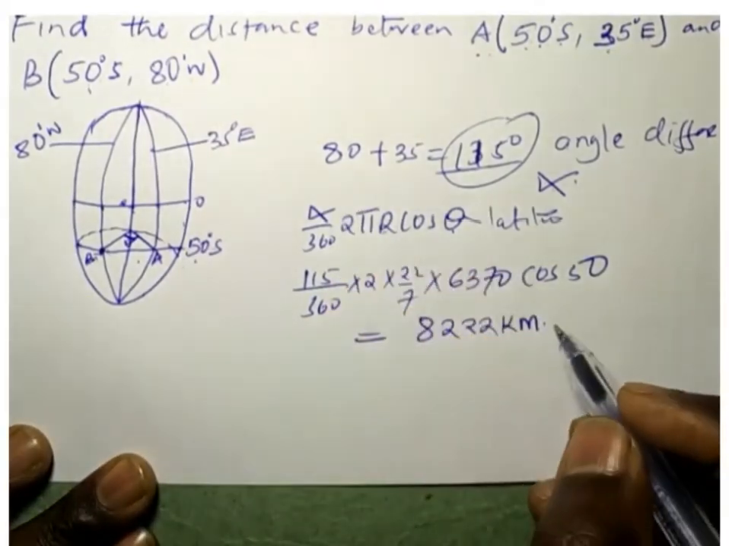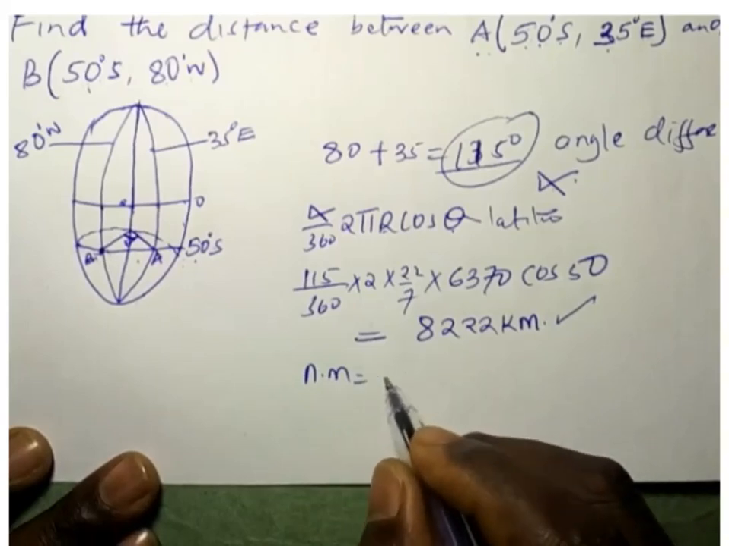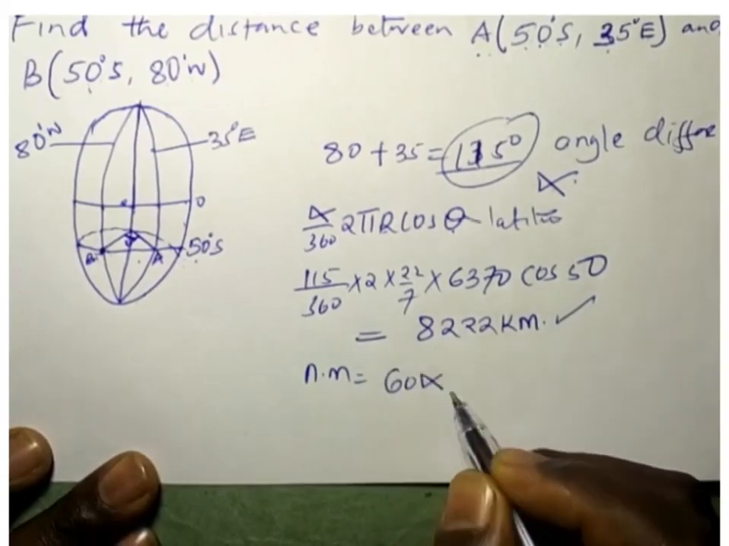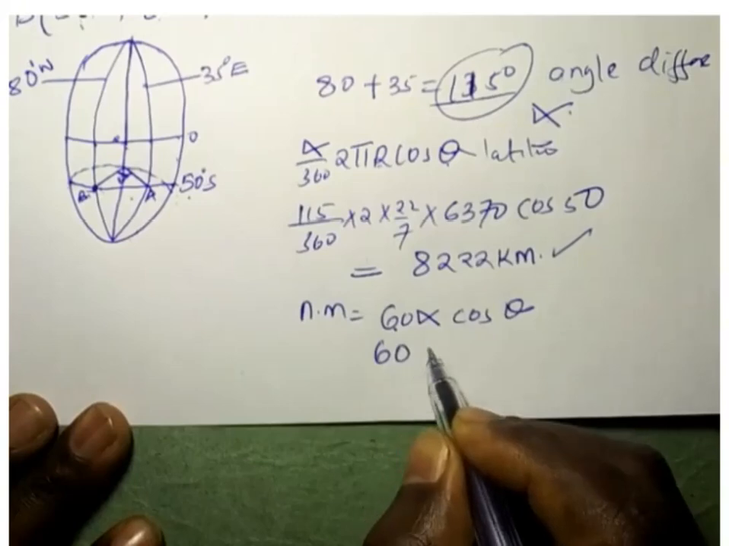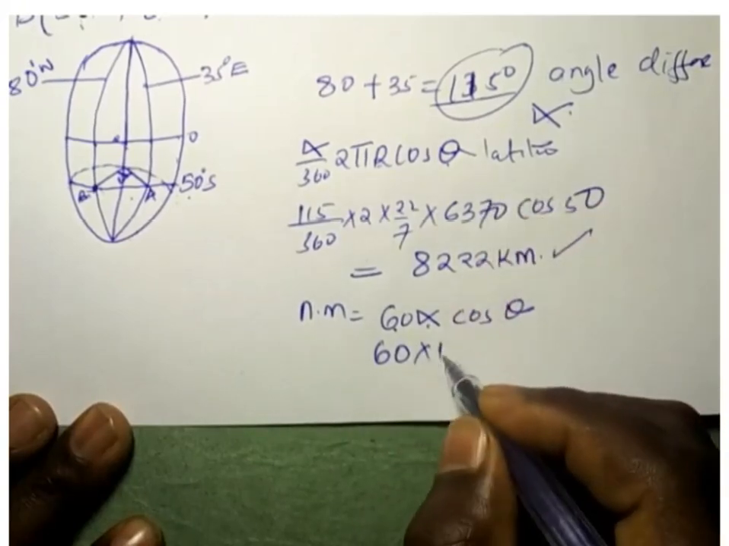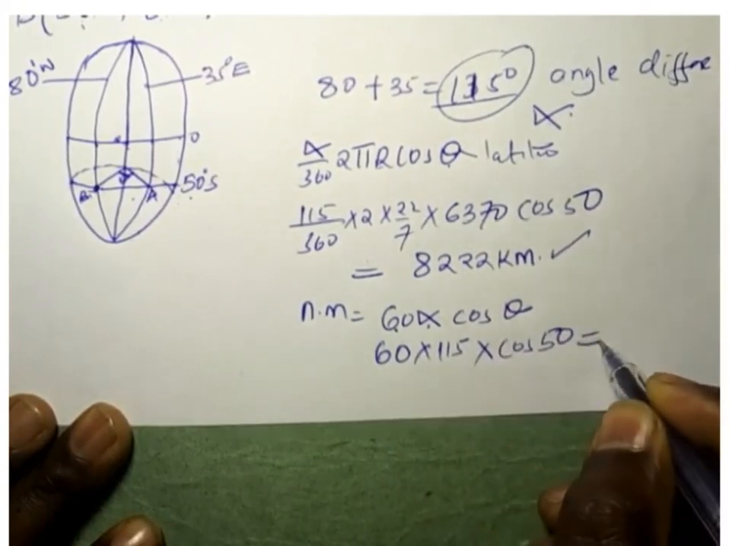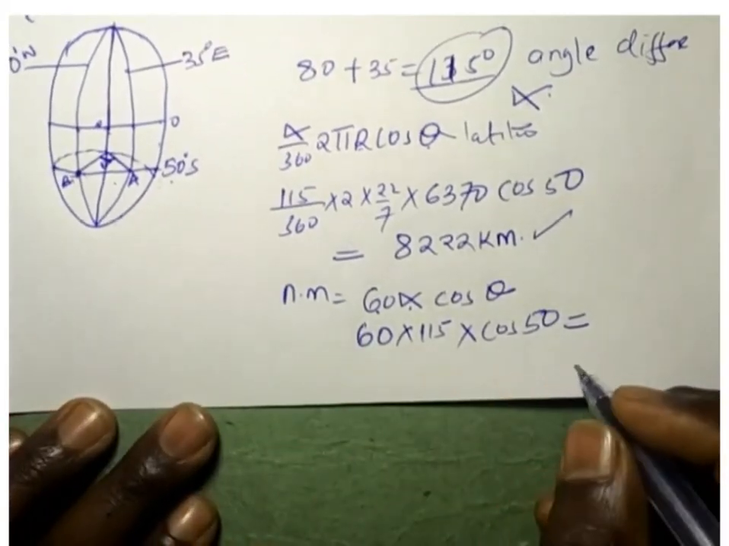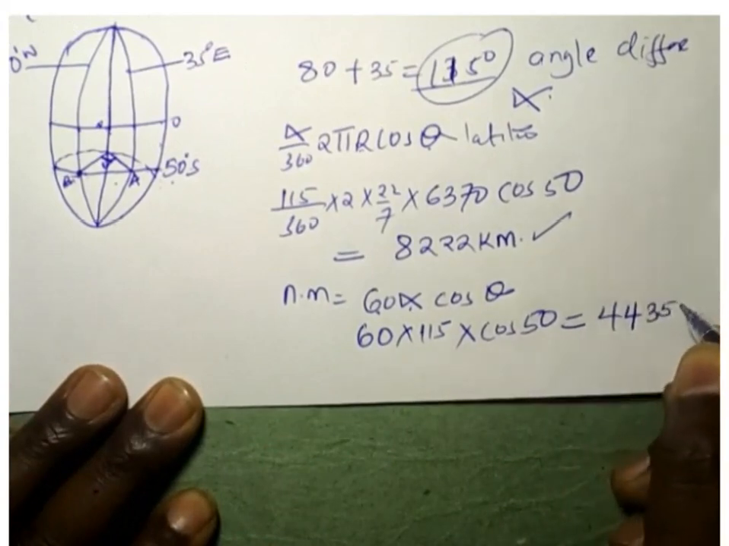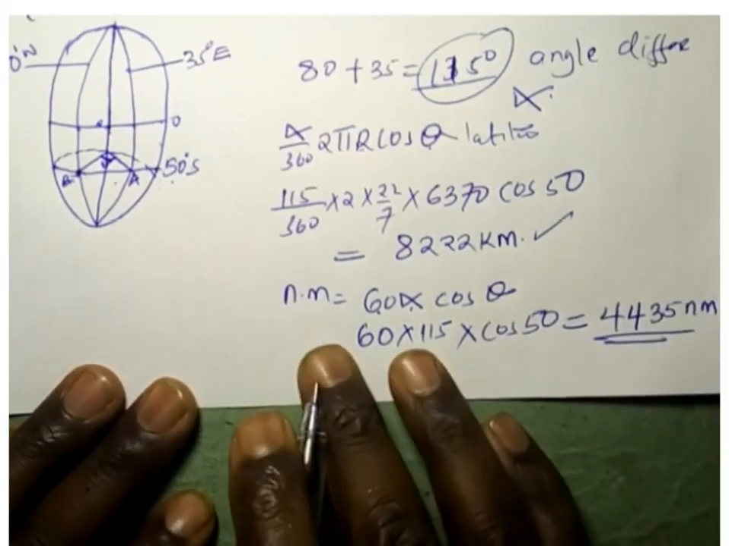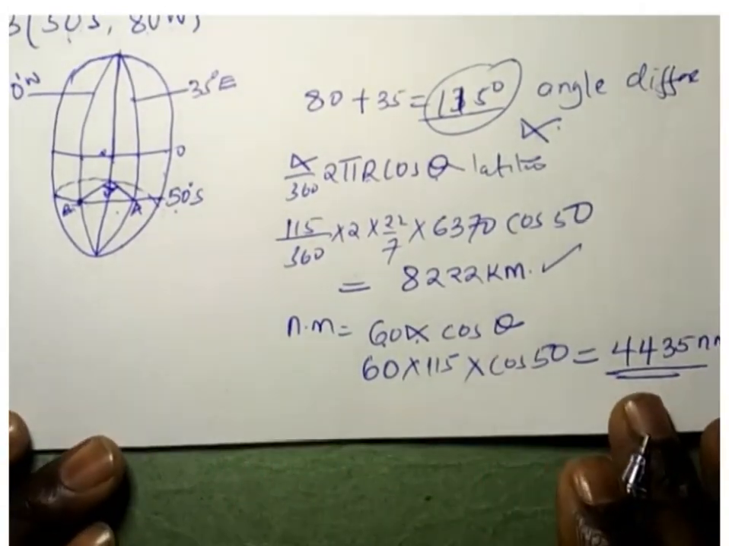So next one is to calculate the distance in nautical miles. In nautical miles, we can simply use the formula 60 alpha cos theta. 60 is a constant times alpha. Our alpha is 115 times cos 50, and this one will give us 4435 nautical miles. So that's how you calculate the distance along a small circle and a great circle.